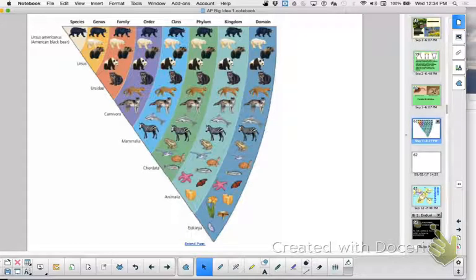This is showing you classification, and I think we learned them, right? Let's say them together. Domain, then what? Kingdom, phylum, class, order, family, genus, species. What is the most inclusive classification? Domain. The most exclusive? Species. Good. Right?